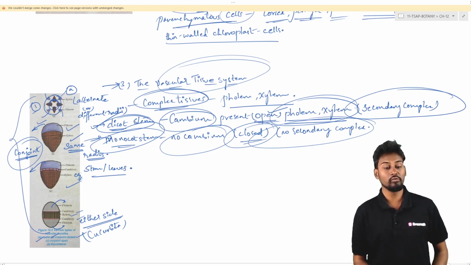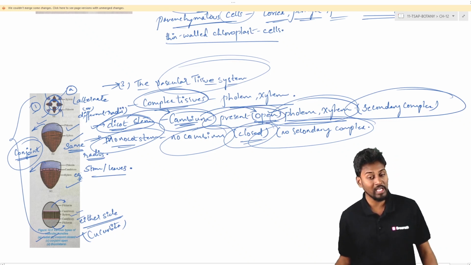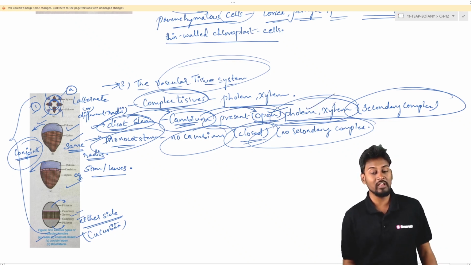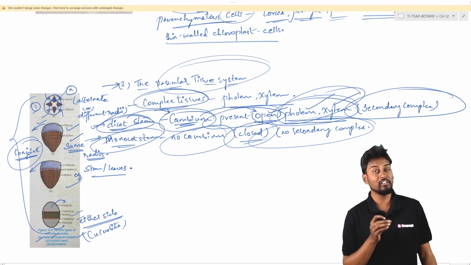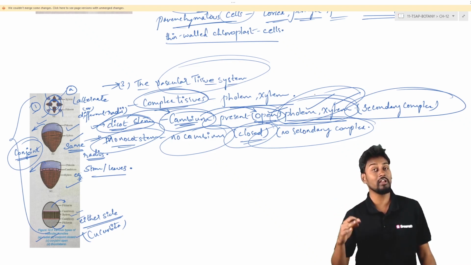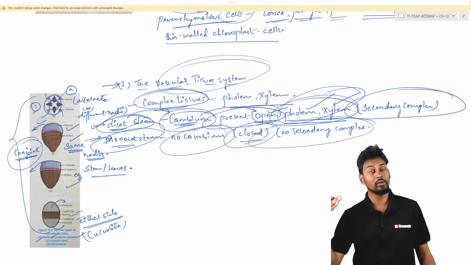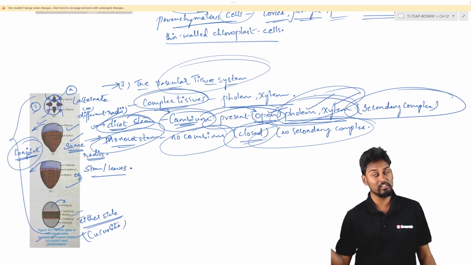So ikkada manam chustunnattu dicot stem is the one which is showing the presence of the cambium, which is generally present. So here we can see they are generally present as an open type, and we can see the phloem and the xylem are the ones which are present along with the cambium, and we can see this kind of arrangement is generally observed in case of dicot stem. Endukante they are the ones which are growing and which are staying for other life cycles. So ante manaku they are staying for other seasonal cycles more than 2 or 3 years kanuka.